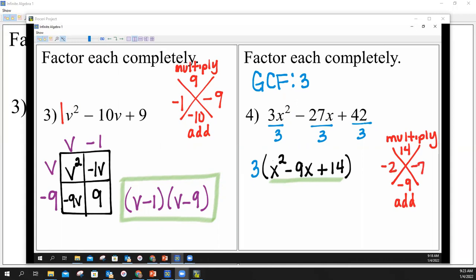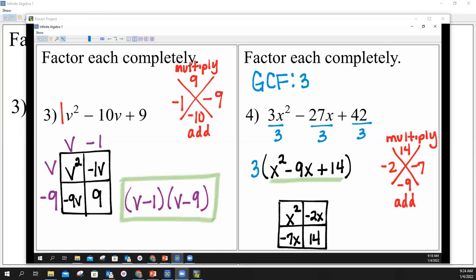So because there are numbers that satisfy this, that means we can factor this down more. If we couldn't find any numbers, then this would be our final answer. But this that I have underlined in green can factor down. So we're going to make our box. We have our x squared here and our 14 here. We put our -2x in one square and our -7x in our other.